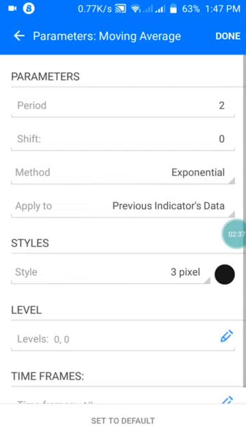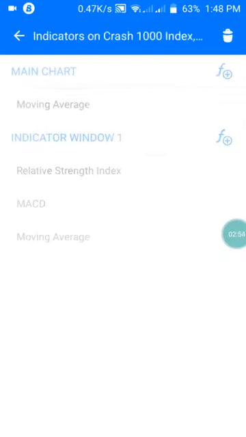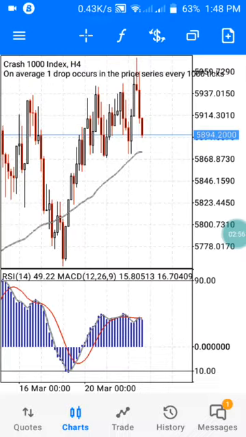Then I have a moving average with a period of 2, shift of 0, method exponential, applied to previous indicator's data. I have the style in black color, no levels, and you just press done. By doing this, you will have this full indicator on your phone, and you can trade using this particular indicator by doing an analysis on high time frames to take your trade on low time frames.